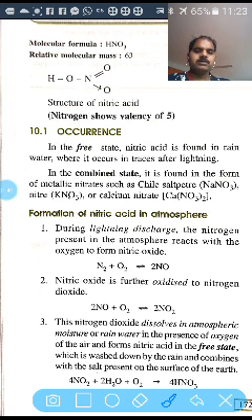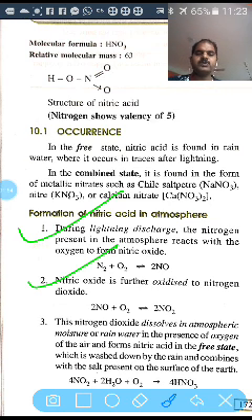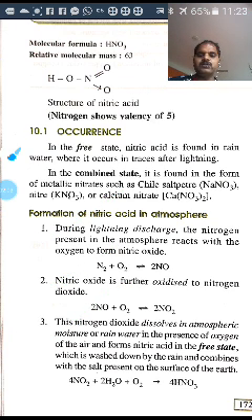Now how nitrogen fixation occurs in the atmosphere is a very important matter. It occurs in three steps. In step 1, during lightning discharge, nitrogen present in the atmosphere reacts with oxygen to form nitric oxide, NO. It is colorless. In the second stage, it combines with oxygen present in the atmosphere to form nitrogen dioxide, which is brown in color. And in the last stage, it combines with water and oxygen to form nitric acid.